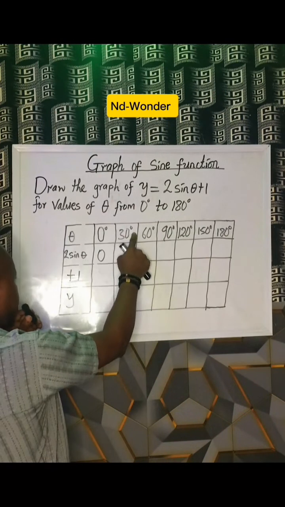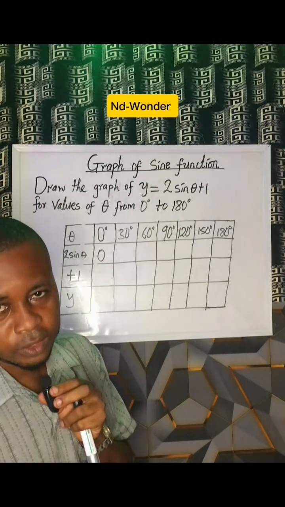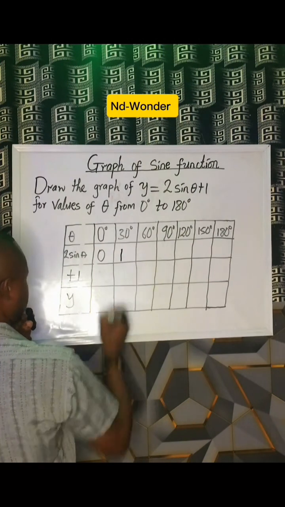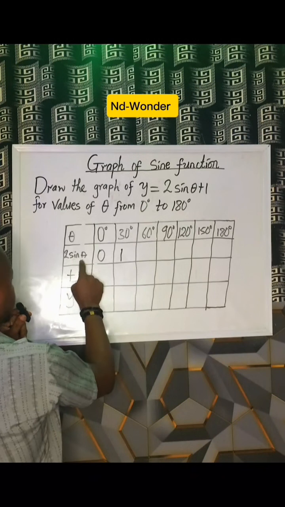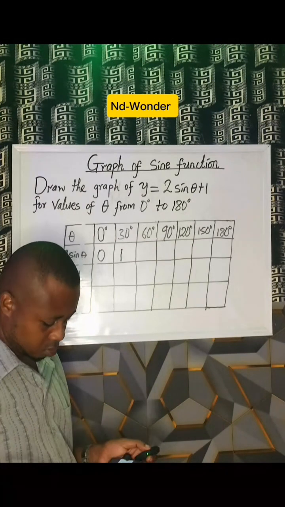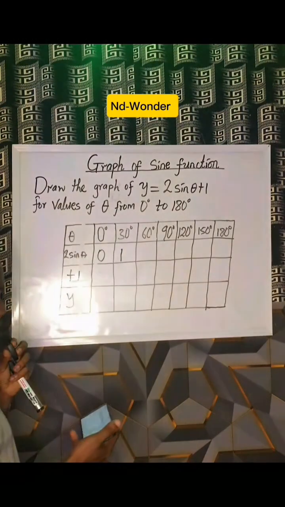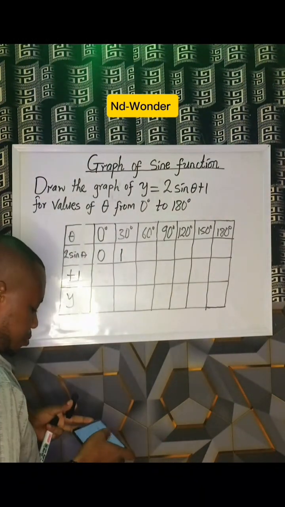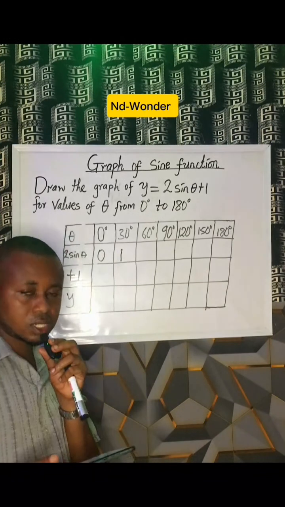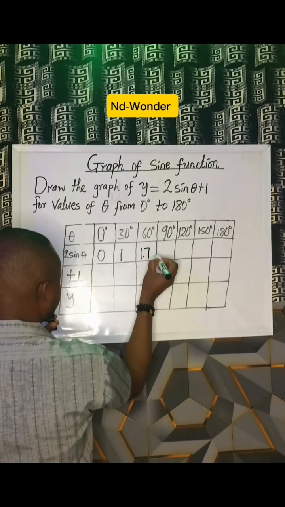If theta is 30 degrees, 2 sine theta will be what? You know, sine 30 is 0.5, right? So 0.5 times 2 will give us 1. If theta is 60 degrees, what will be 2 sine theta? Sine 60, what does it give us? Sine 60 is 0.86, then multiply by 2. 1.7, roughly.